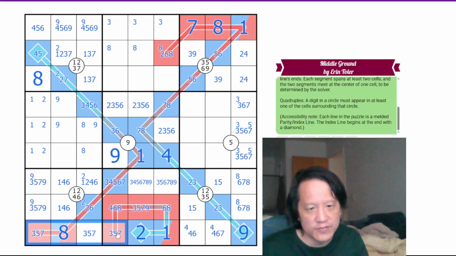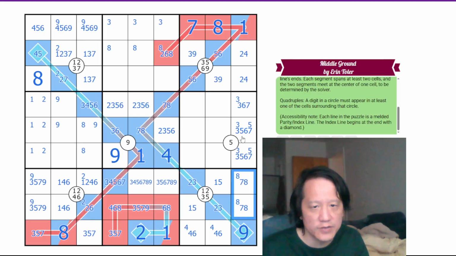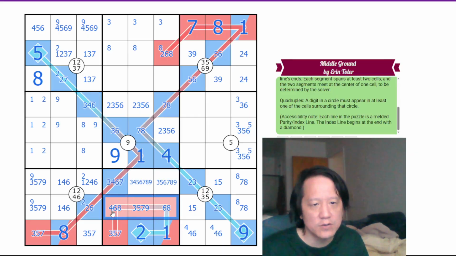So this becomes 3, 5, 7 as a triplet. That means this can't be 7. This is 4, 6 as a pair. No 6 there. It's 7, 8. No 7 there. 5 has to be here for that to be satisfied, because 1 has to be in the 5th position, and that's saying 5 has to be in the 1st position. So no 5 there, no 5 here.